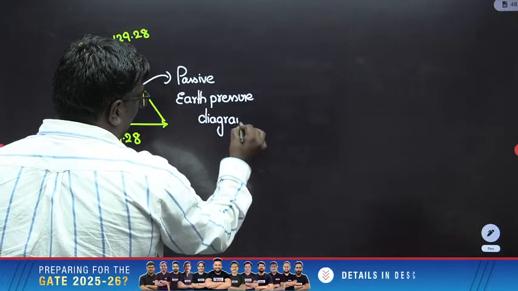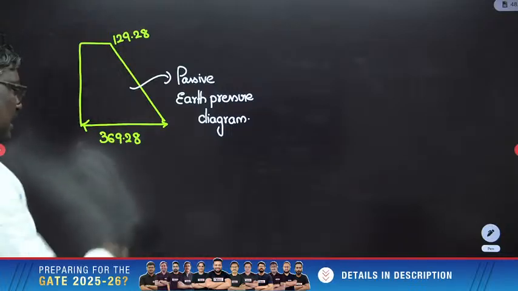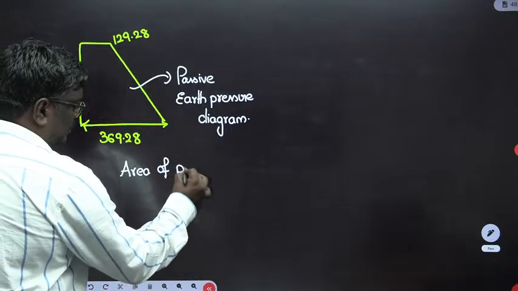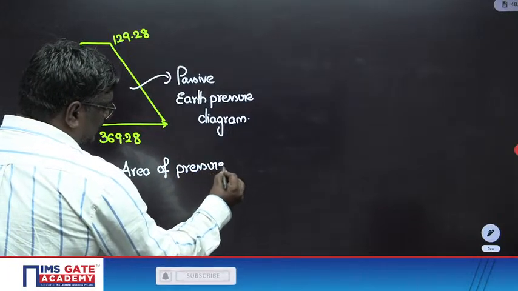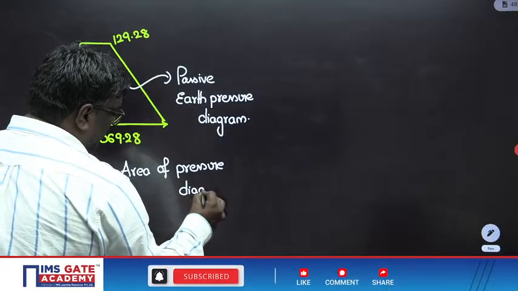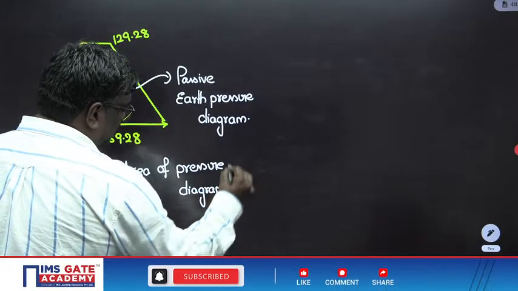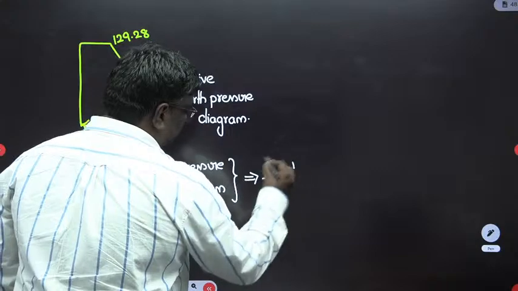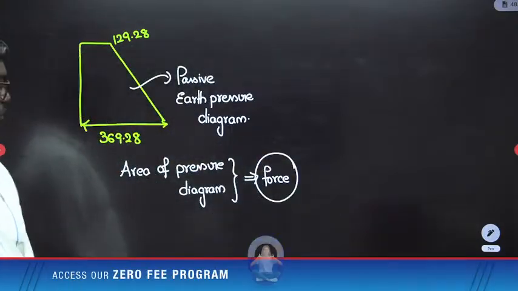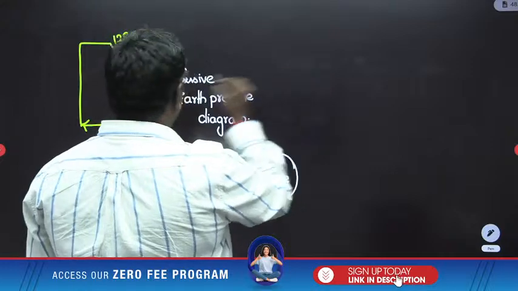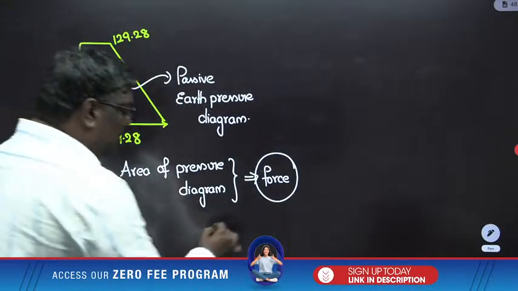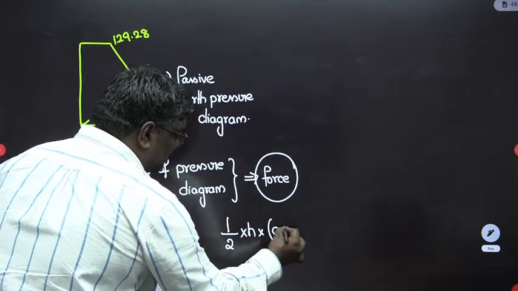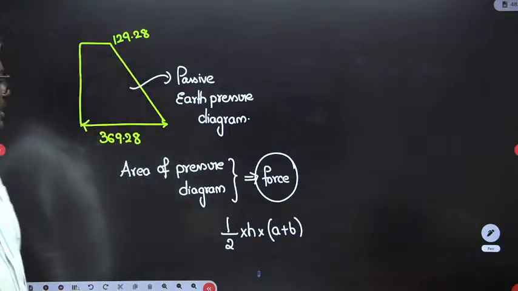Okay. And remember, my dear students, the area of the pressure diagram is nothing but the force. Area of that pressure diagram is nothing but equal to force. Now see, students, this is a trapezoid, right? What is the area of a trapezoid? Half into height into sum of the parallel sides. Here what is the height, sir? It is 4 meter.